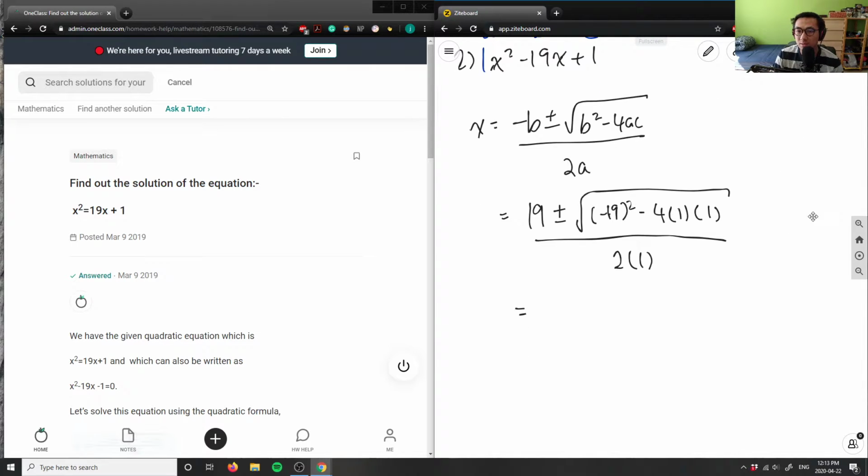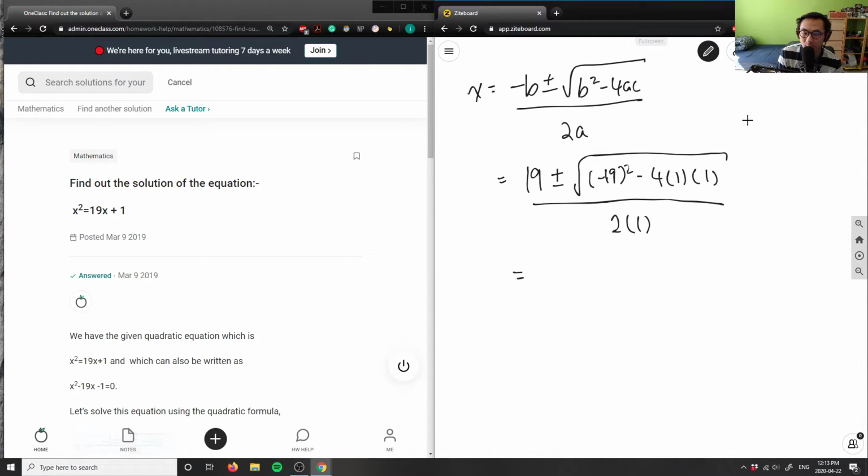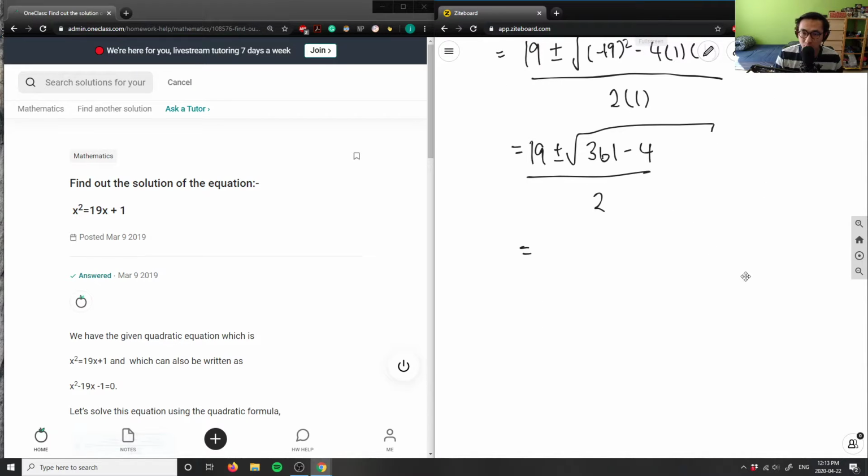So now this will give us 19 plus or minus. I'm going to simplify the stuff in the square root first. So negative 19 squared would be 361, minus 4 times 1, which is simply 4, all over 2 times 1, which is 2, right? So that's okay. Then 361 minus 4 would be 357. So this simplifies to 19 plus or minus the square root of 357, all over 2.